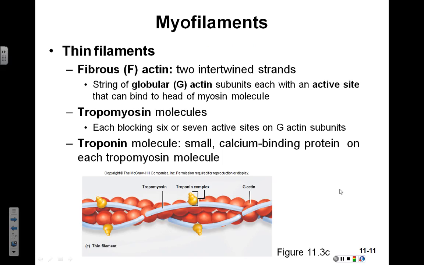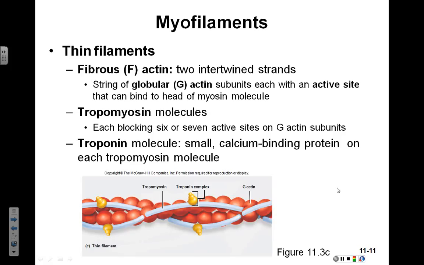This is your thin filament. So we're leading up to something. Your thin filaments are called fibers or F actin. You have strands here. Now, what did I tell you about tropomyosin and troponin? What are those? They're regulatory proteins. They're going to regulate. They're going to determine when your muscles can contract or when they won't contract.